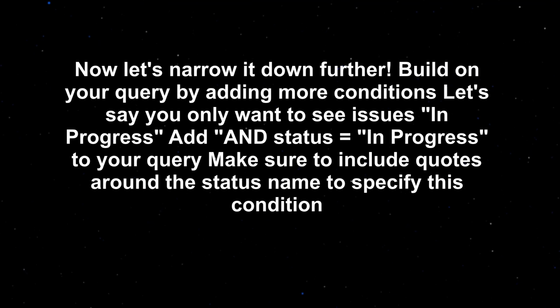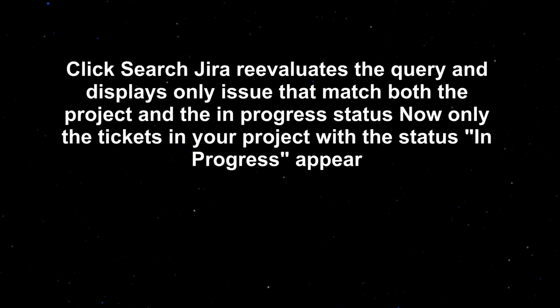Now let's narrow it down further. Build on your query by adding more conditions. Let's say you only want to see issues in progress. Add status equals in progress to your query. Make sure to include quotes around the status name to specify this condition. Click Search. Jira reevaluates the query and displays only issues that match both the project and the in progress status. Now only the tickets in your project with the status in progress appear.